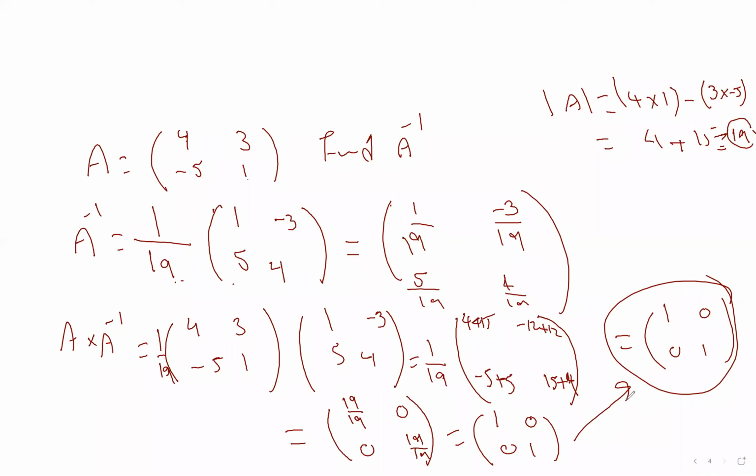Okay, so if you multiply any matrix by its inverse, you will get the identity in the result. It's okay. I'll give you some examples to solve them now.